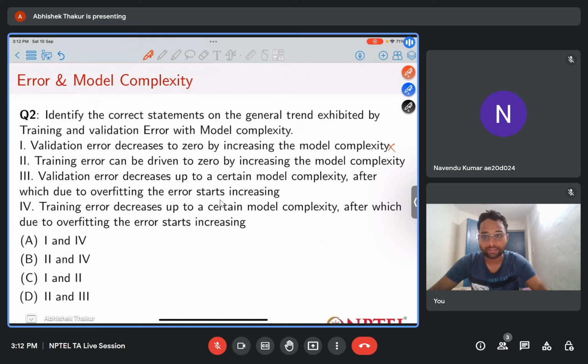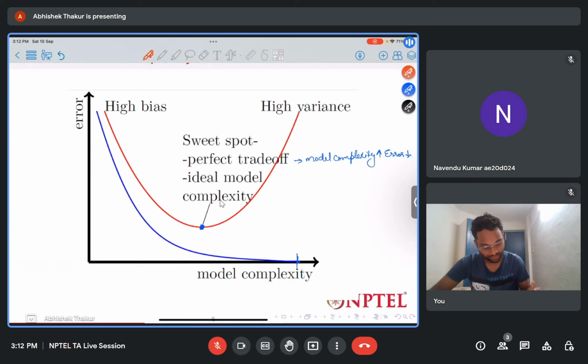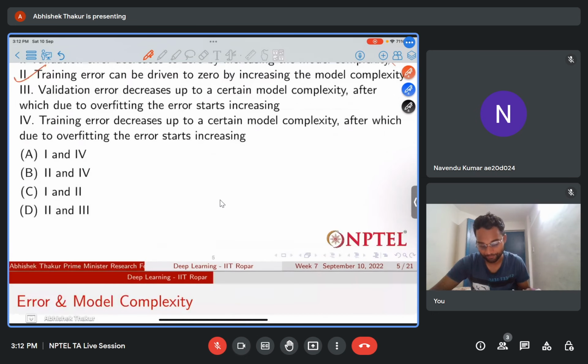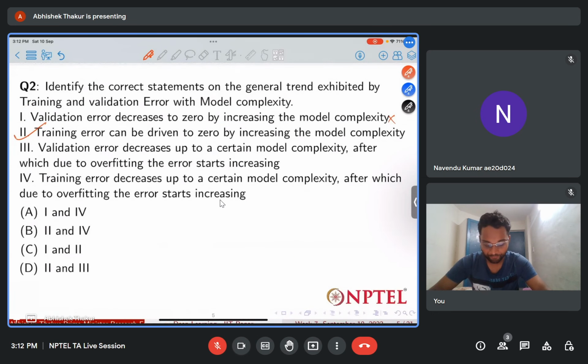Statement 2 is that training error can be driven to zero by increasing the model complexity. This is correct, as we can see in this curve, training error can be brought to zero after increasing the model complexity. Option 3 is that validation error decreases up to a certain model complexity, after which, due to overfitting, the error starts increasing. Yes, option 3 is also correct.